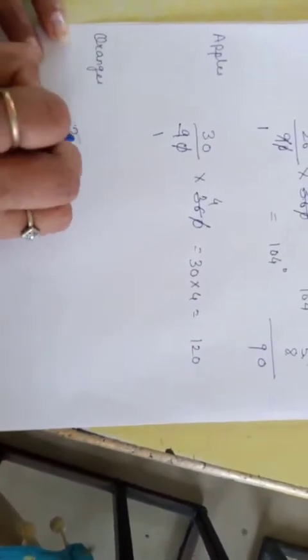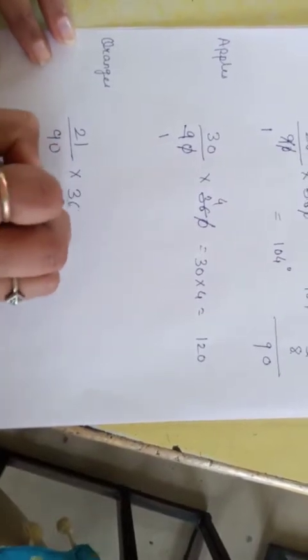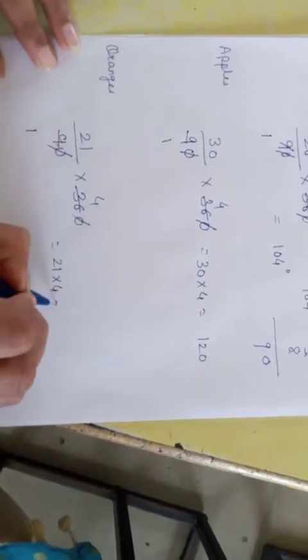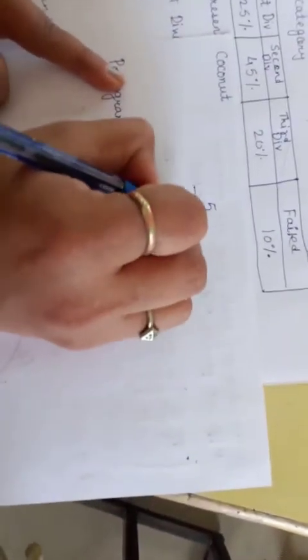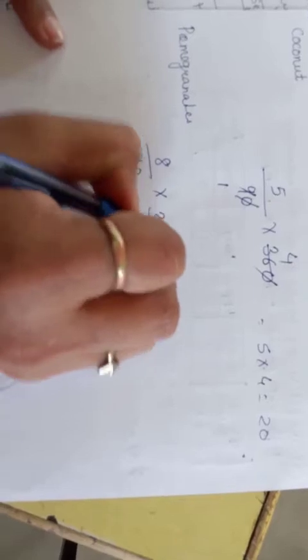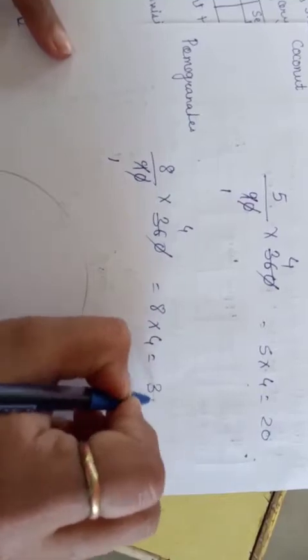Now oranges, 21 upon 90 into 360. These zeros will be cut, 1 and 4. 21 into 4 is 84 degree. Okay, now coconuts. Coconuts are 5 in number. So 5 upon 90 into 360. We are reducing this, 1 and this will be 4. So 5 4s are 20. Pomegranate. How many are pomegranates? There are 8. So 8 upon 90 into 360. This we are reducing it 1 by 4. 8 4s are 32.